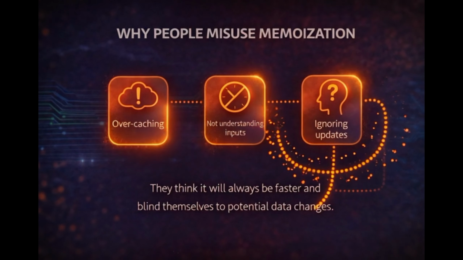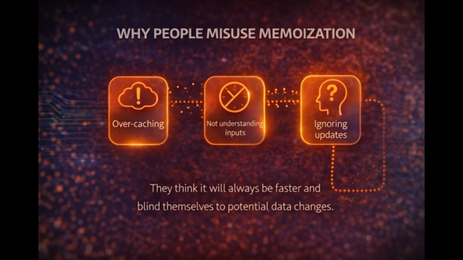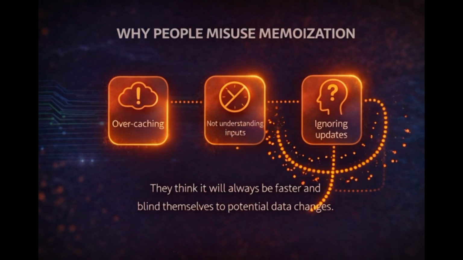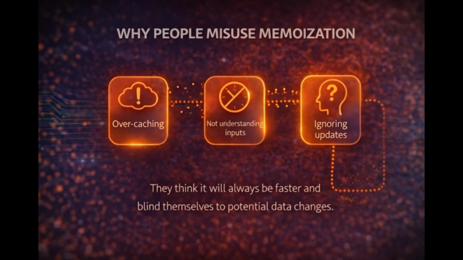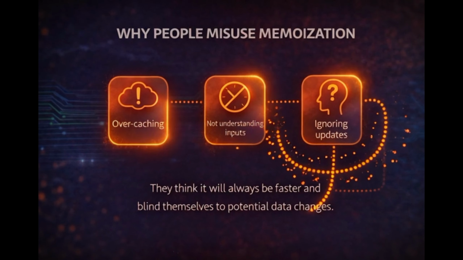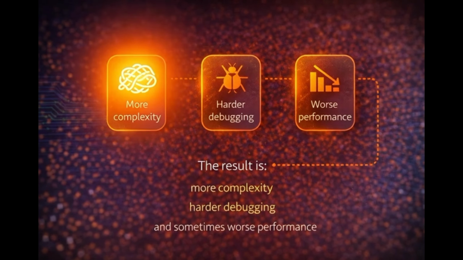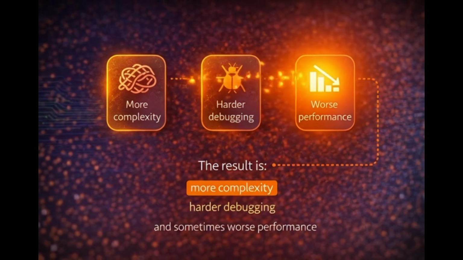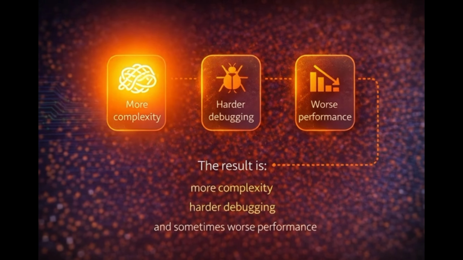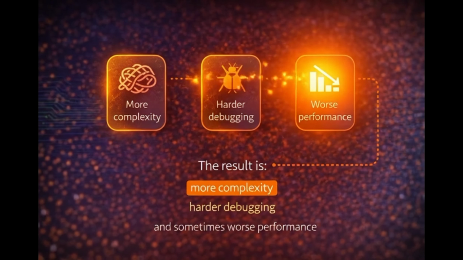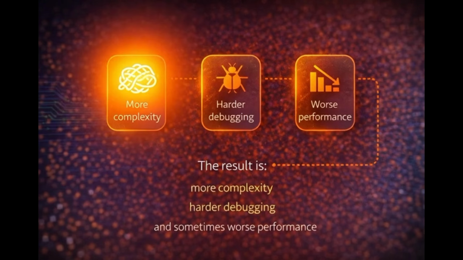Why people misuse memoization. In real production applications, the mistakes are subtle. Developers memoize everything. They memoize cheap calculations. They use memoization to hide bad architecture. The result is more complexity, harder debugging, and sometimes worse performance. Memoization doesn't fix bad design. It only delays the pain.